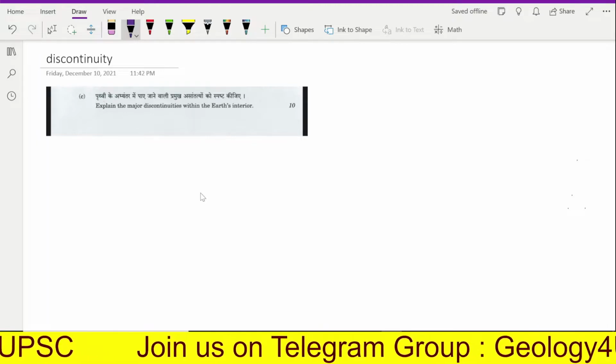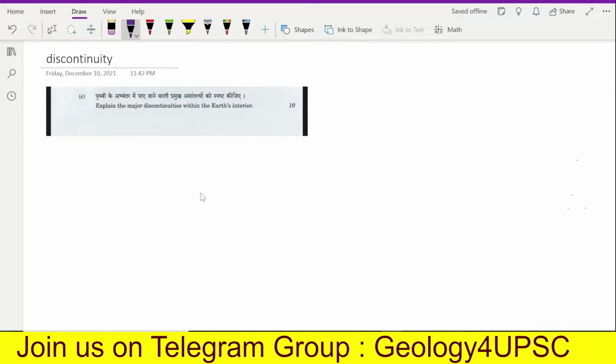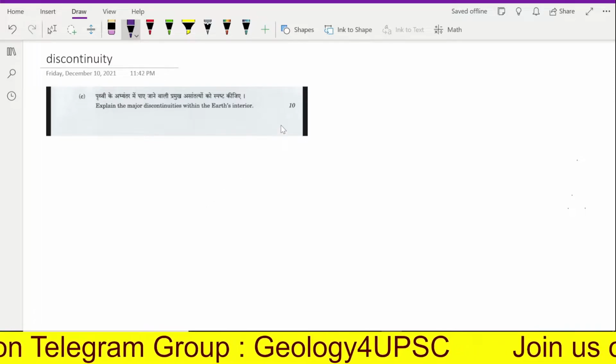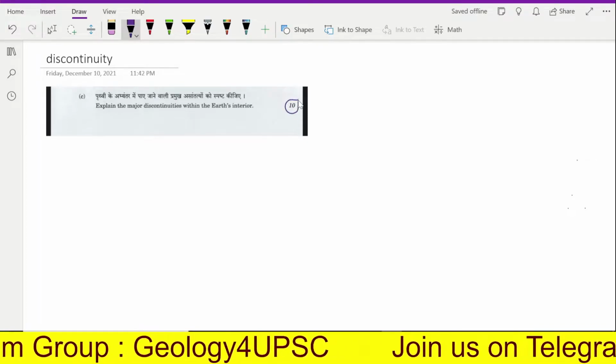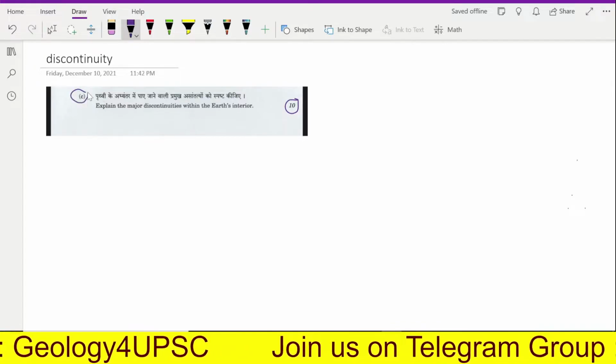We're continuing our session on answer writing and discussions. A few days back, we gave you a question: explain the major discontinuities within the Earth's interior. This forms a part of paper one. So it is a 10 marker question. It is part of a subsection of a question.